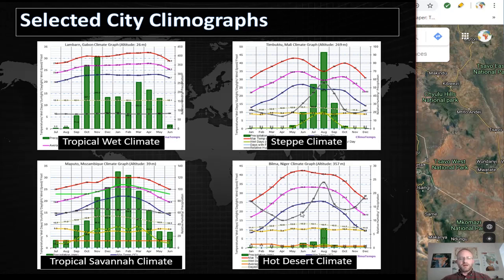Finally, Bilma, Niger, is considered a hot desert because of its hot summer temperatures and a lack of any major seasonal precipitation. It receives most of its precipitation in August with an average of 7.1 millimeters of rain, as you can see here in the center of the graph.